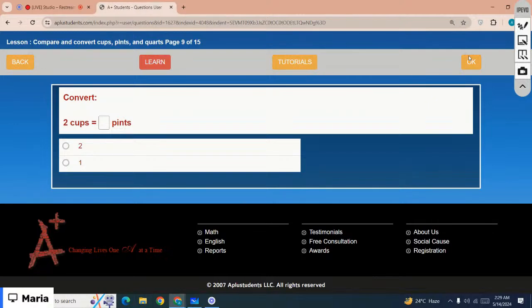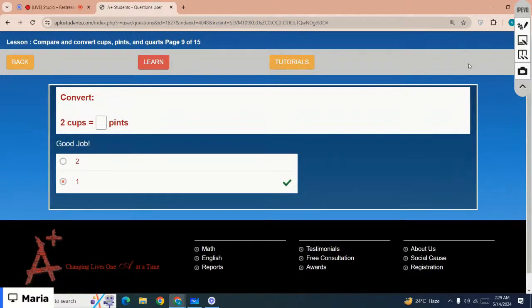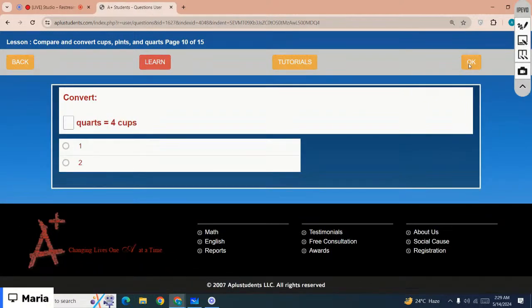Convert 2 cups equal how many pints? 2 cups equal 1 pint. The correct option is 1 pint. Okay, 4 cups equal how many pots? 4 cups equal 1 pot. The correct option is 1.